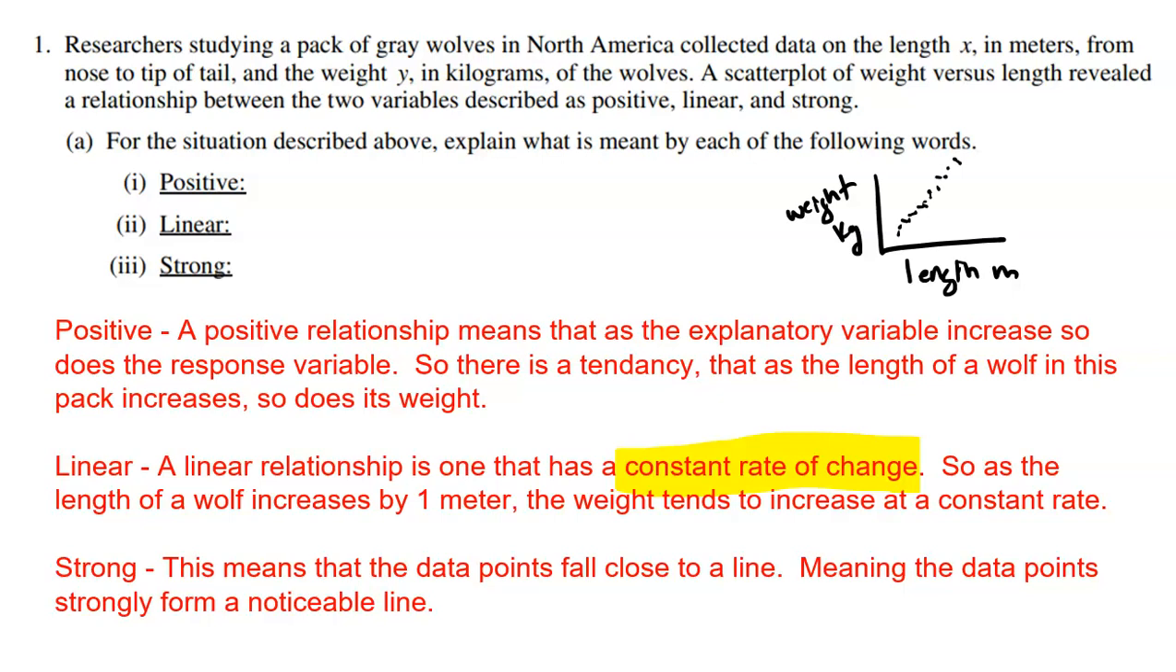All right, what does strong mean? This means that the data points fall close to a line, meaning that the data points strongly form a noticeable line. If we're going to say something is positive and linear, and on top of it, the linearness of the line is strong, it means that those data points are very closely forming a straight line, making it very easy for me to see that. All right, that was part A. I thought that was all pretty simple, not too painful.